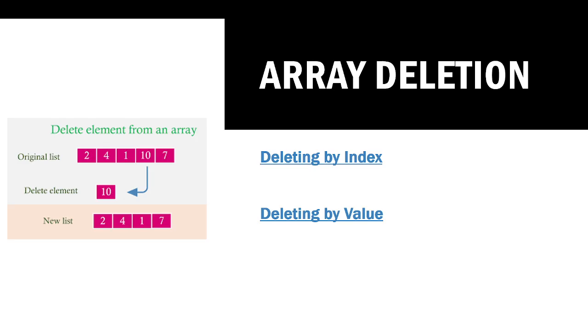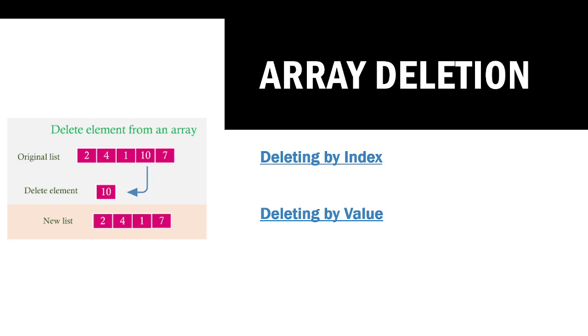Let's look at array deletion. Array deletion refers to the process of removing an element from a specific position within an array. This operation involves shifting the remaining elements to fill the gap created by the removal of the element. The deletion point is usually identified by the index or the position of the element to be removed. After deletion, the size of the array is reduced. The elements following the deleted element are shifted to occupy the vacant position.